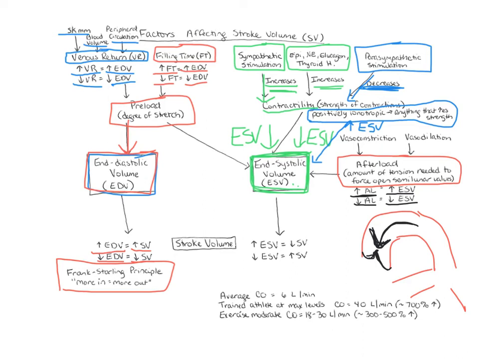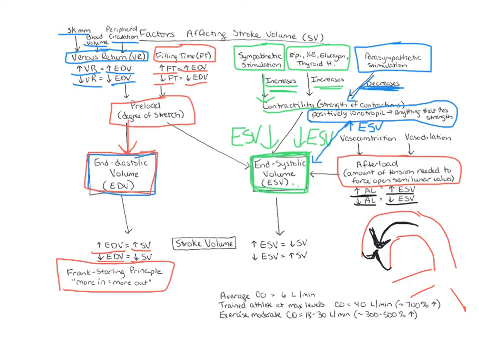And if the afterload decreases, then it's going to be a lot easier for the ventricles to push the blood out, and the end systolic volume then is going to be less. There will be less left in the ventricle. You kind of get that?